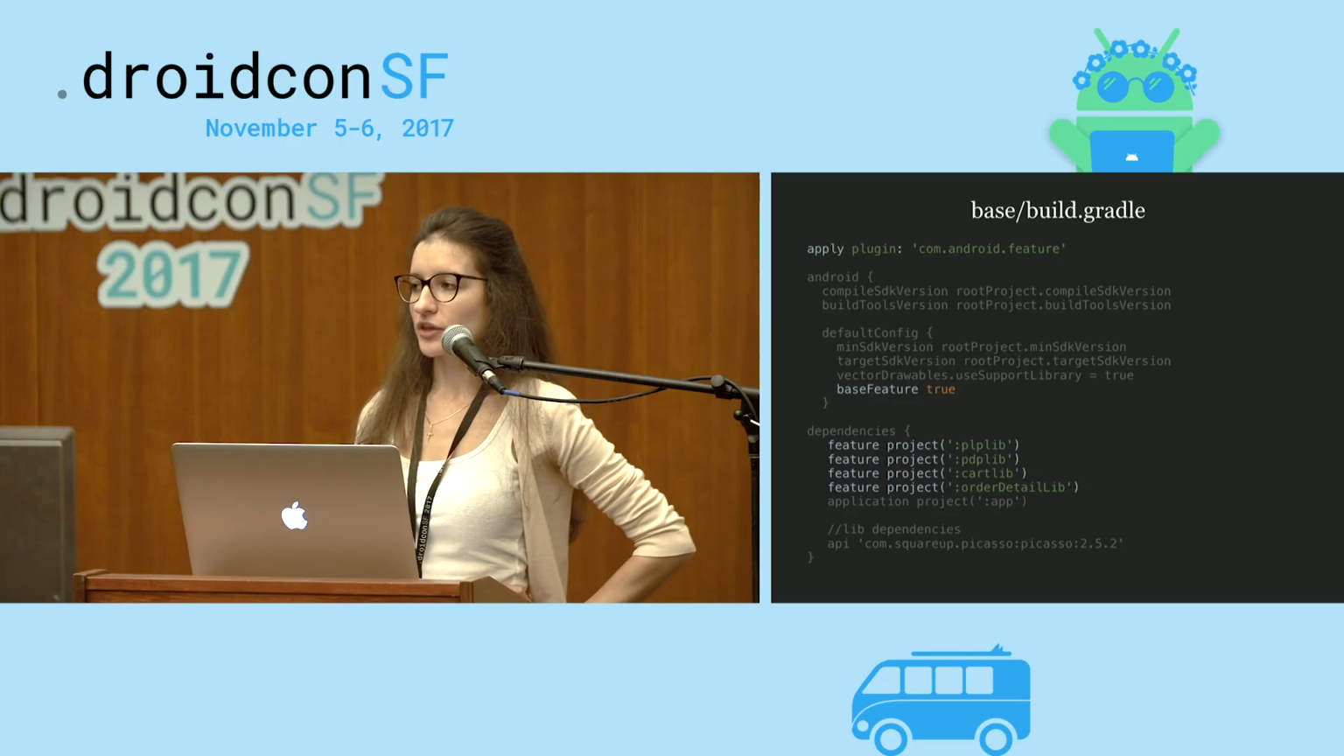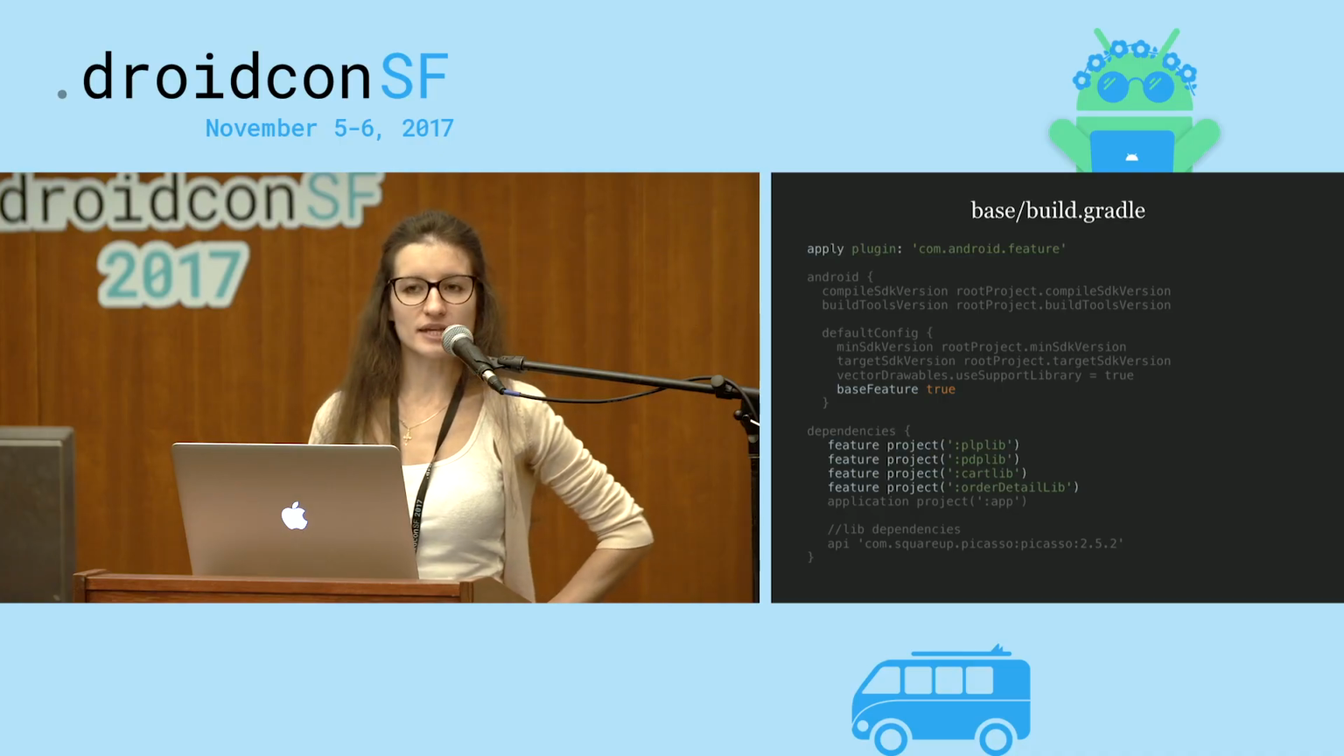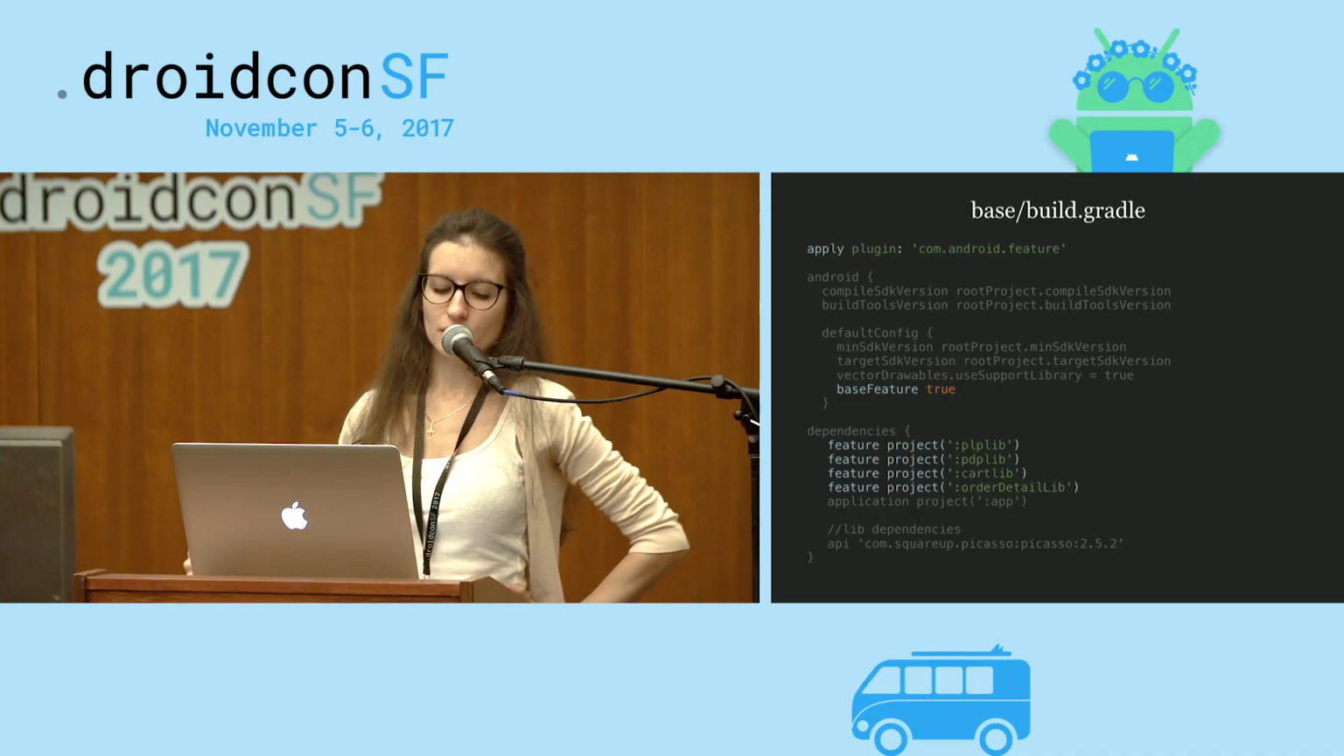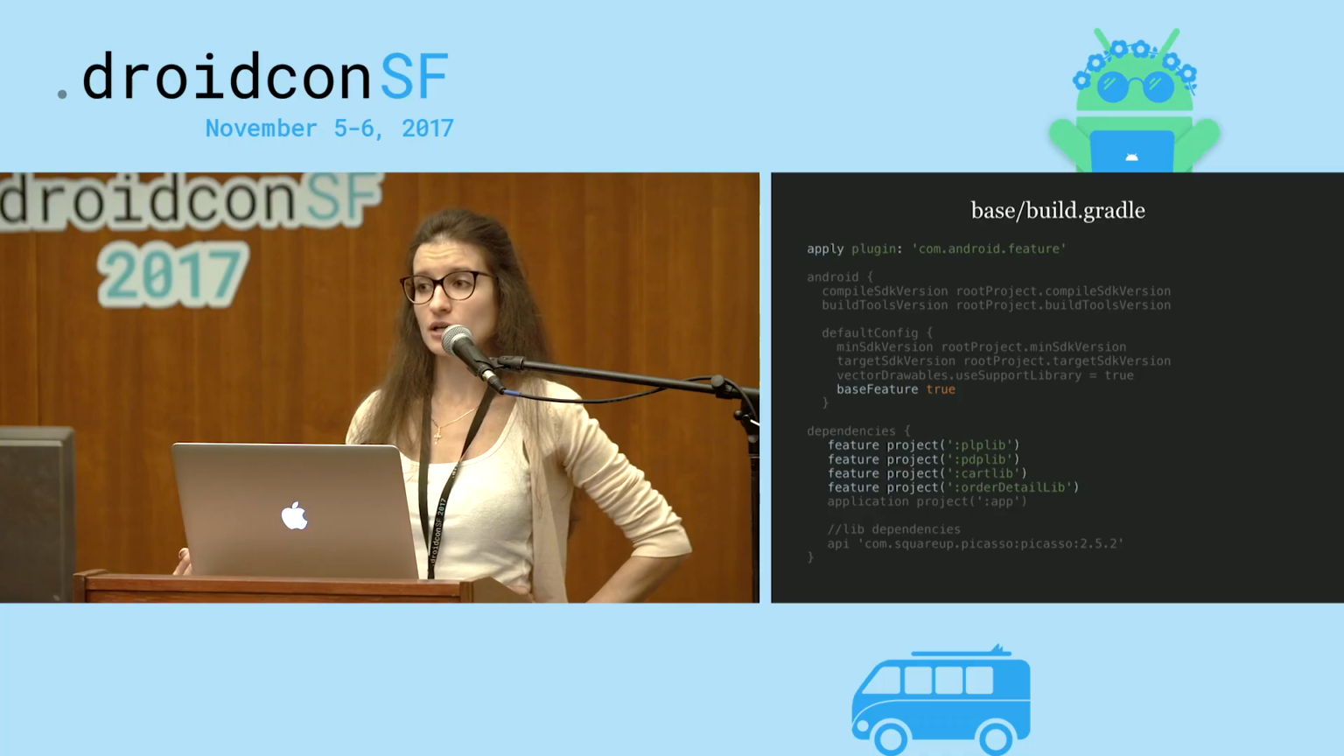In the default config of the Android closure, we have to set base feature attribute to true. And again, we've done the same thing in our single feature Instant App, right? So base module is the core of the application. This is where other modules need to refer to in order to pull the information in. So you have to set this attribute to true.